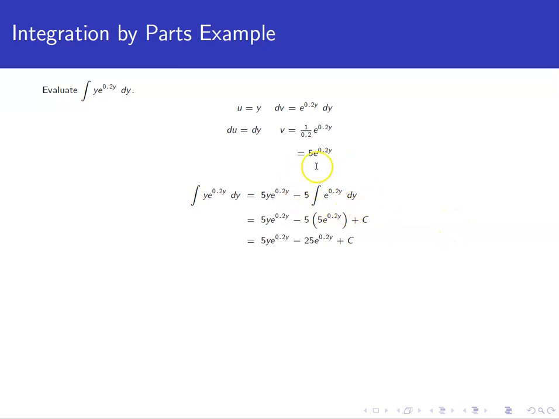This now is a fairly straightforward antiderivative. We already took it, as a matter of fact. That's how we got from dv to v. That antiderivative is 5 e to the 0.2y. We still have that extra 5 out in front of the integral. And then if we simplify here, we'll get 5y e to the 0.2y minus 25 e to the 0.2y plus C for our final answer.